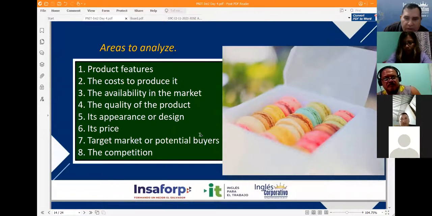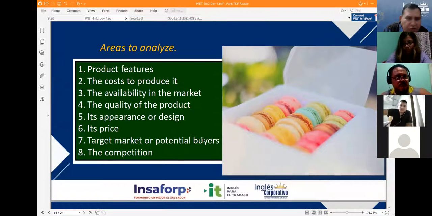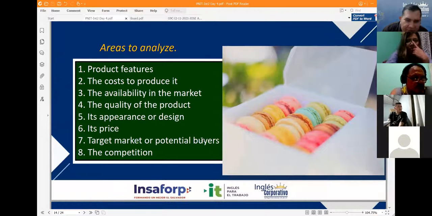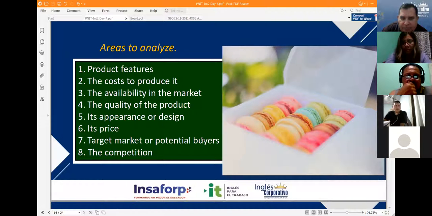Now, I think there was someone, Karina Diaz was asking me, teacher, what areas do we need to analyze? The areas that you can analyze over here, look at the substantives.